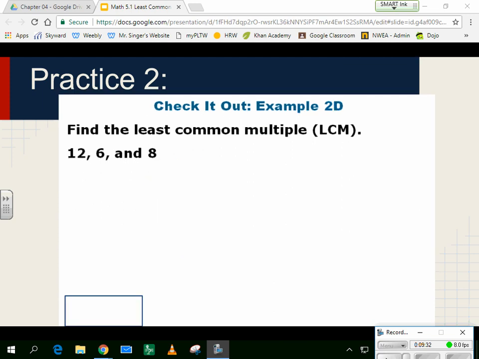Okay. Last one I want you to take a shot at, 12, 6, and 8. Find the least common multiple of these three numbers. Come back when you're done.